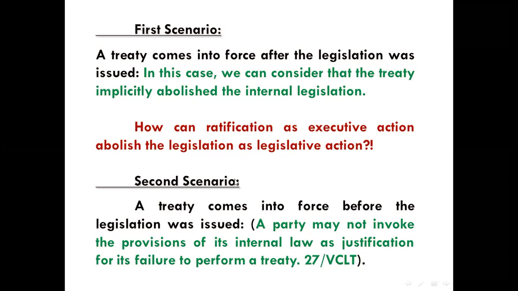Okay? The second scenario is that the treaty comes into force before the legislation was issued. Then it may be that the state says, well, okay, we find that applying the treaty would violate our national law. That's why we do not want to abide by the international treaty. Well, actually, this is not acceptable simply because the Vienna Convention on the Law of Treaties, under Article 27, says that a party may not invoke the provisions of its internal laws as a justification or a pretext for its failure to perform a treaty.